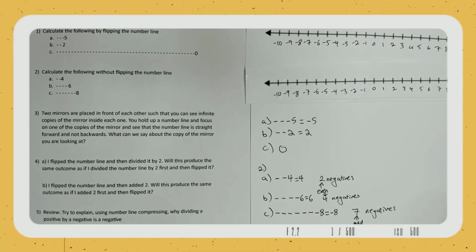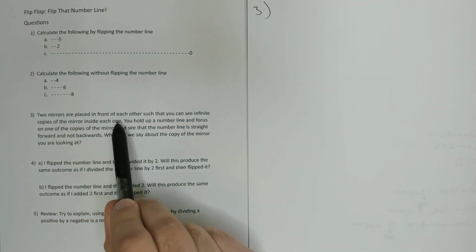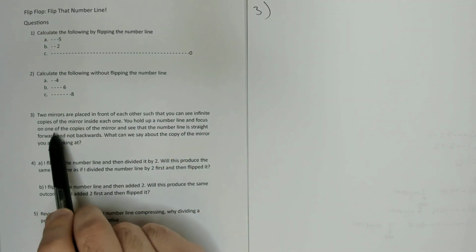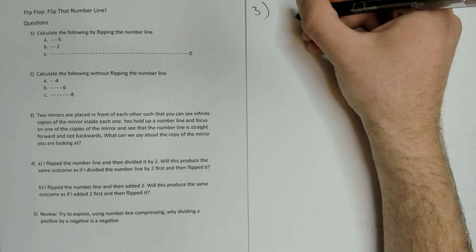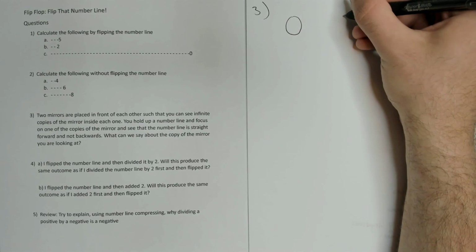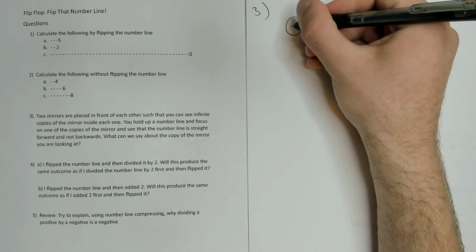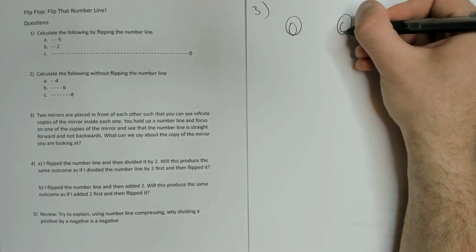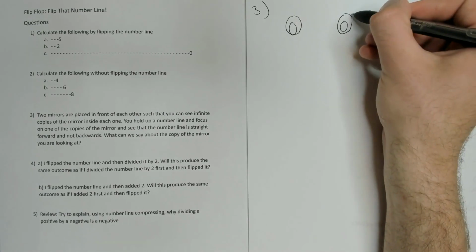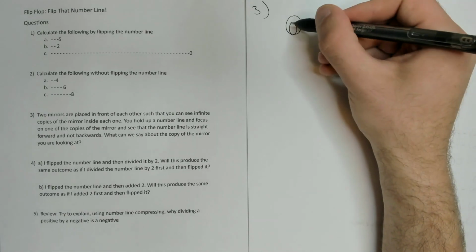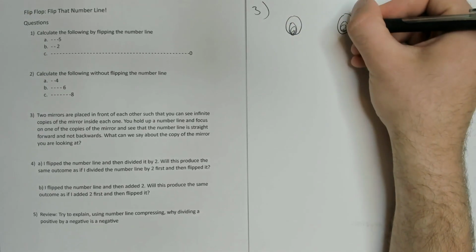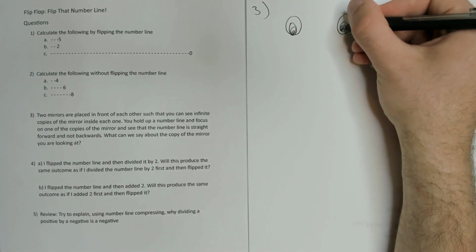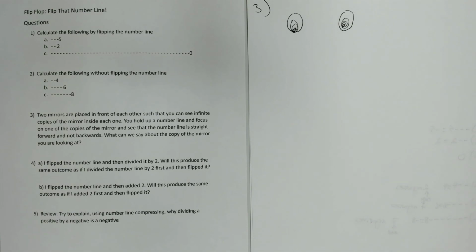Alright, let's move on to part 3. Two mirrors are placed in front of each other such that you can see infinite copies of the mirror inside of each one. So if you recall, we talked about this last time, where you have 2 mirrors in front of each other, you kind of get this infinite mirror glitch where this mirror sees a copy of this mirror, which sees a copy of this mirror, which sees a copy of this mirror, right? And it just keeps on going like that over and over again, and so you get infinite copies of the mirror inside of each other.